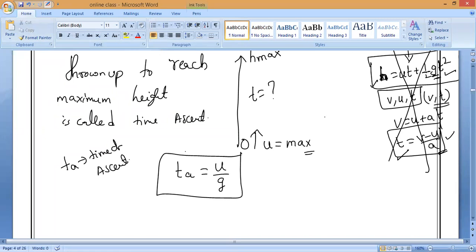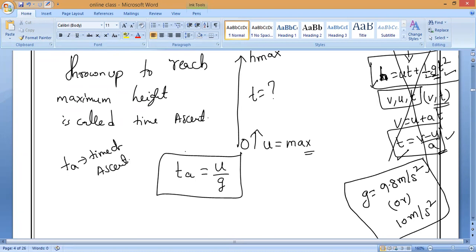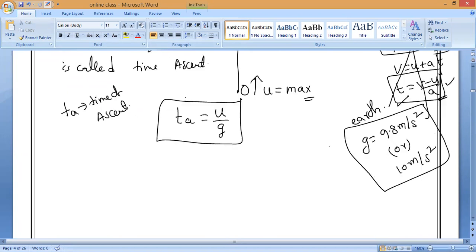So what is the acceleration due to gravity? G value, how much? On Earth, the G value is 9.8 meter per second square, or we can say rounding to 10 meter per second square. This is the G value of Earth, the acceleration due to gravity of Earth. So what is the formula to calculate the time to reach the maximum height? U by G. That's all. Clear, everybody?